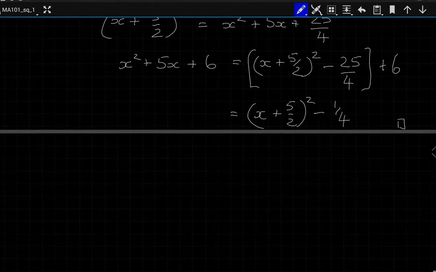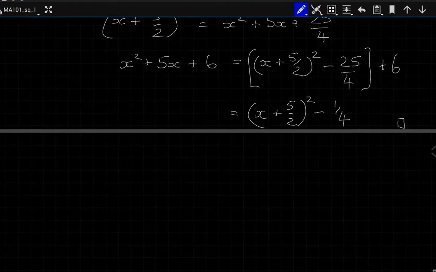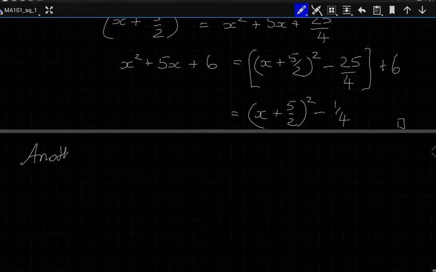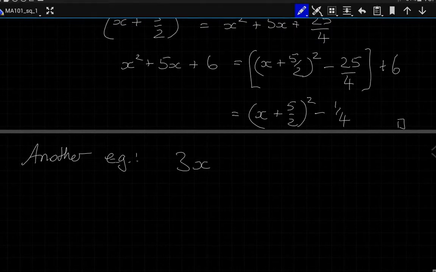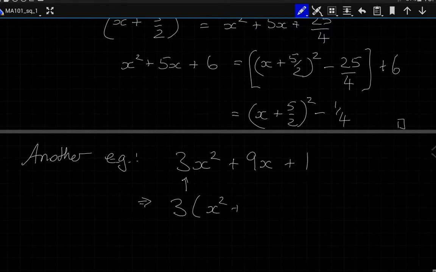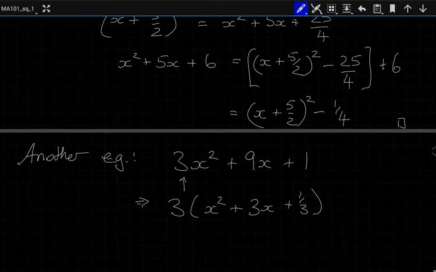And so in both those examples, the coefficient of x squared is 1. So let's look at another example where this first number is not 1. And so all I'm going to do is take out this common factor of 3 and write this as 3 times x squared plus 3x plus a third.